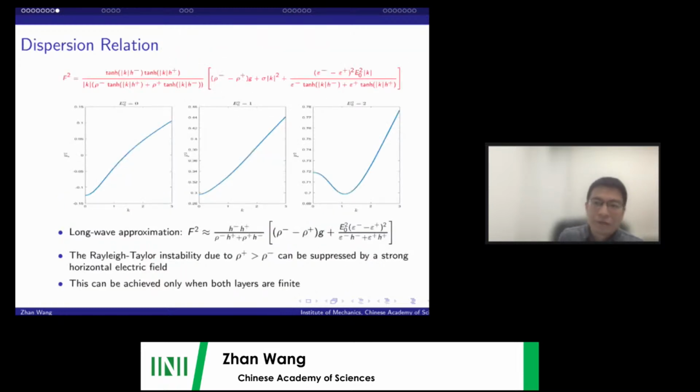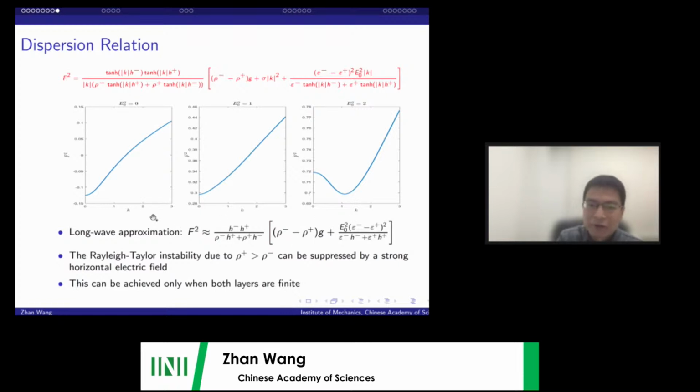Okay, so now this is a fully nonlinear problem, and you can linearize the system and obtain the dispersion relation, where f is the phase velocity. In the long wave limit, where the wave number k is close to 0, you can write down the approximation for the linear dispersion relation. The approximation is as follows, and it is quite obvious to see that the system can be regularized.